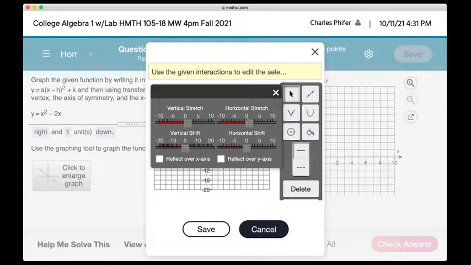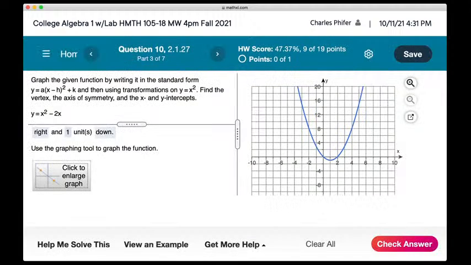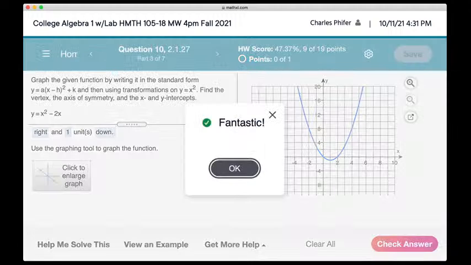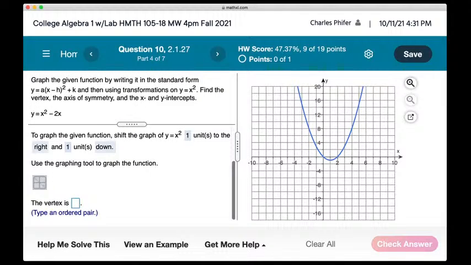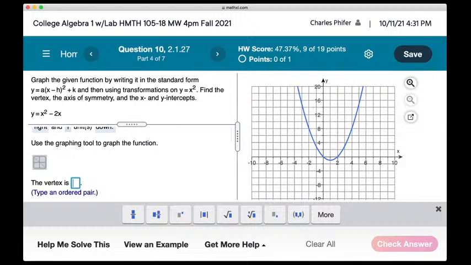If we list out the transformations, we said we went to the right by 1, and we went down by 1. I think those are the only two. Let me hit save. Right 1, down 1. So the vertex is going to be 1, negative 1.